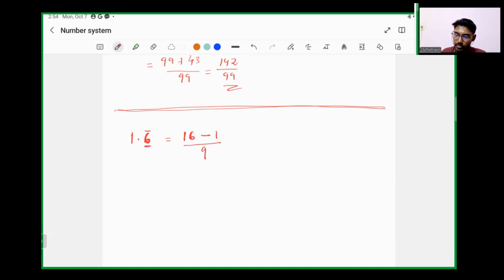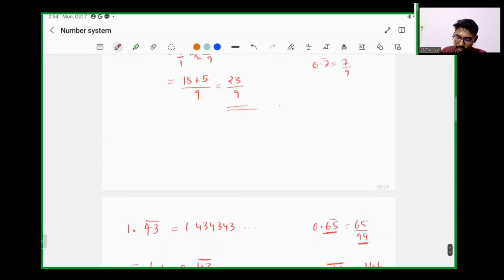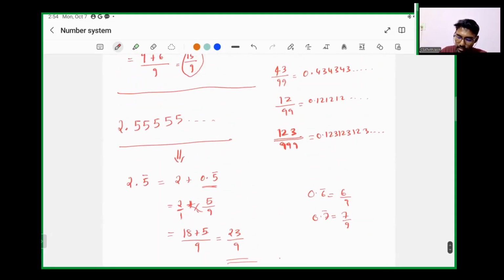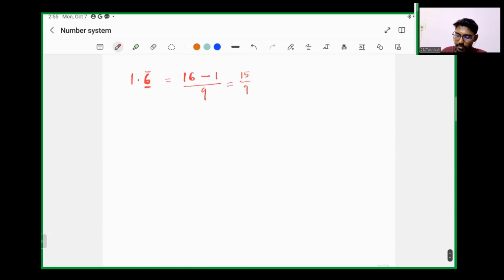If one digit is repeating, you put 9 in the denominator, and you will get 15 by 9. So we got 15 by 9 only, right? Here we got 15 by 9, yes. So the same answer comes.